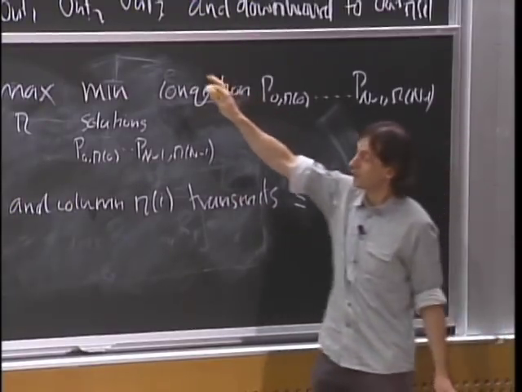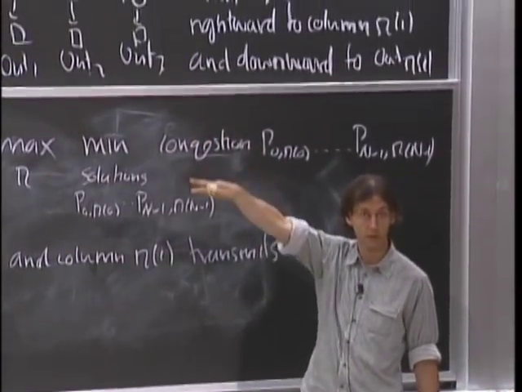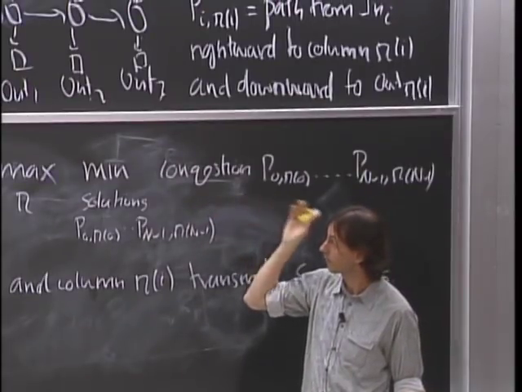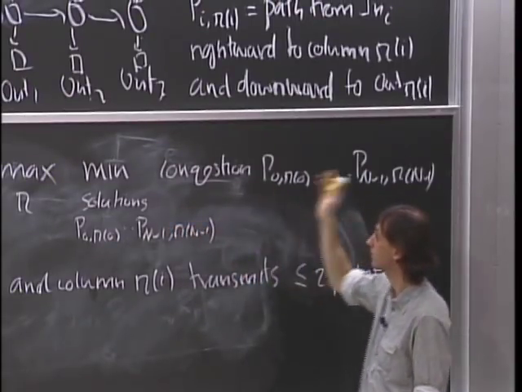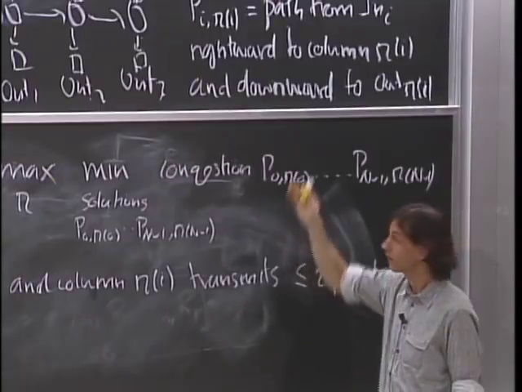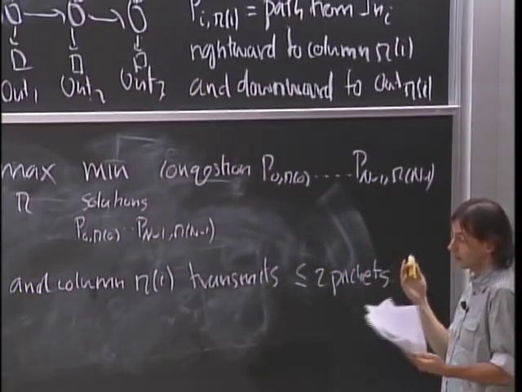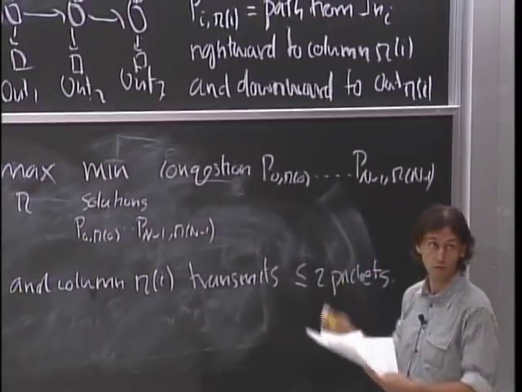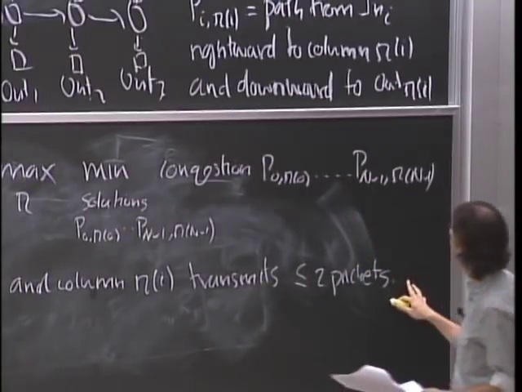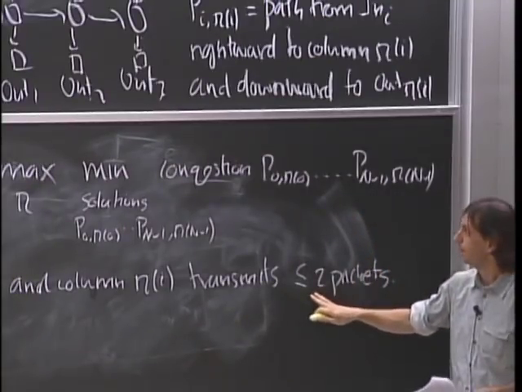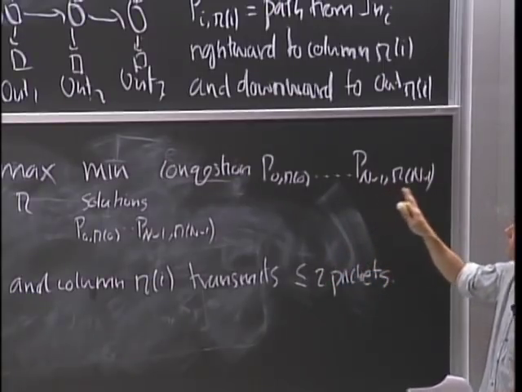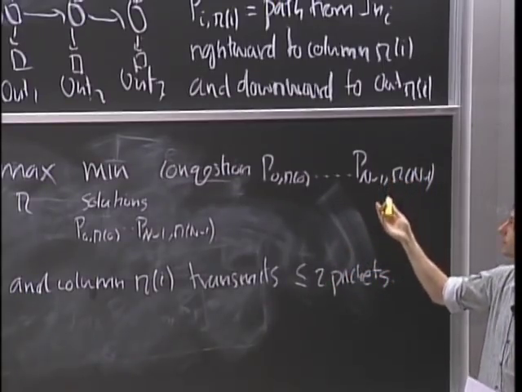Because a packet can only come from the left, or it can go from the top. So either one of the two, at most those two packets will go through the switch. So this shows that we have a congestion of at most two for any permutation.